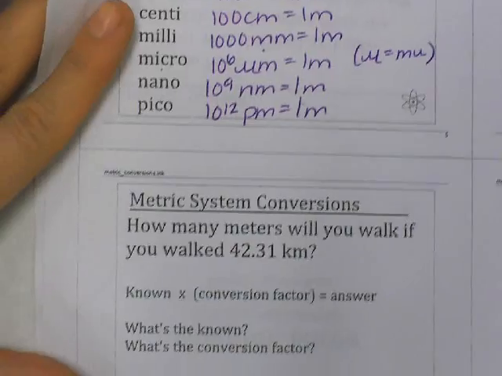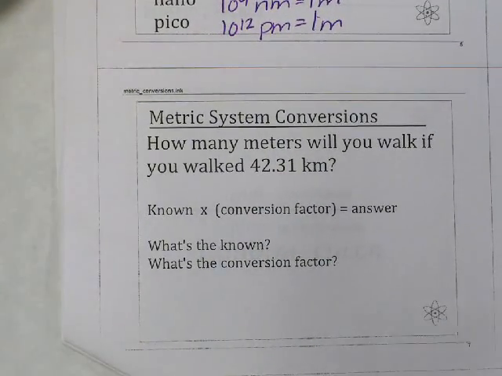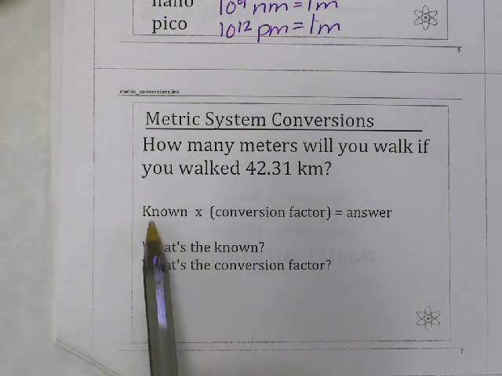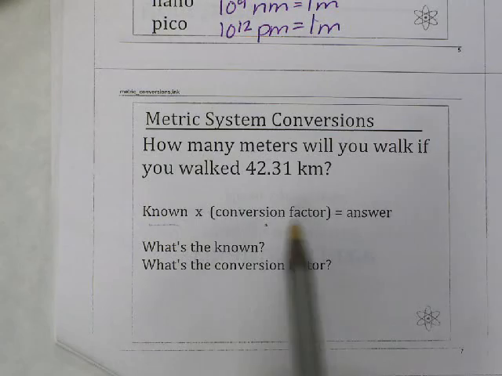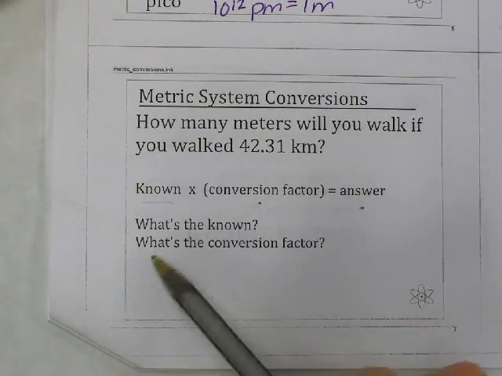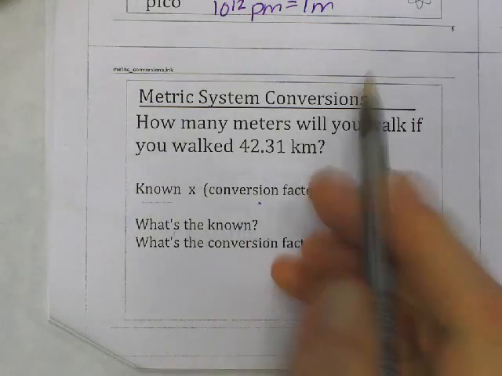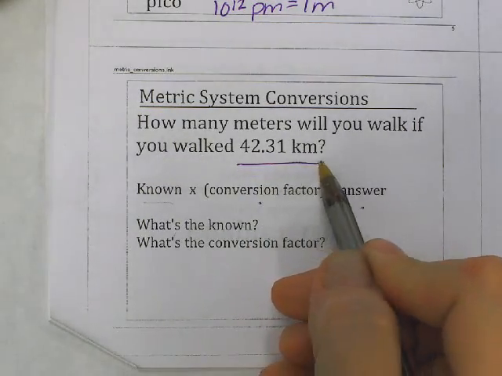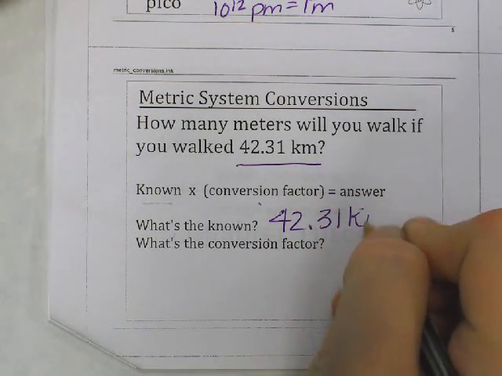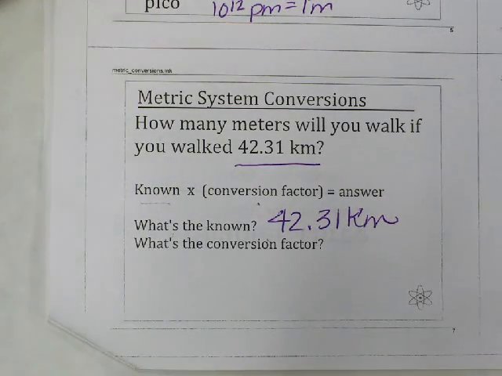So when I look at this first one, it says, how many meters will you walk if you walked 42.31 kilometers? My basic setup is always going to be the known times the conversion factor equals the answer. So when I read this problem, what is the known? Well, the known is the only measured value in the problem. So the known is 42.31 kilometers. What is the conversion factor?